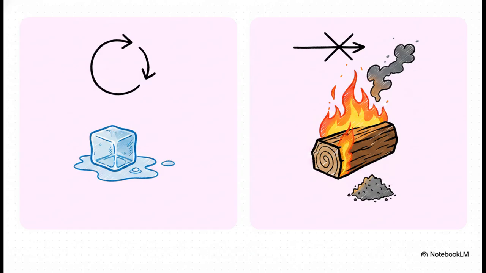On the other hand, we have a chemical change. This happens when an entirely new substance is formed, and it cannot be easily reversed. Think about burning a piece of wood in a campfire. It turns into ash and smoke. You can't exactly unburn a log, right? The matter has been fundamentally changed.